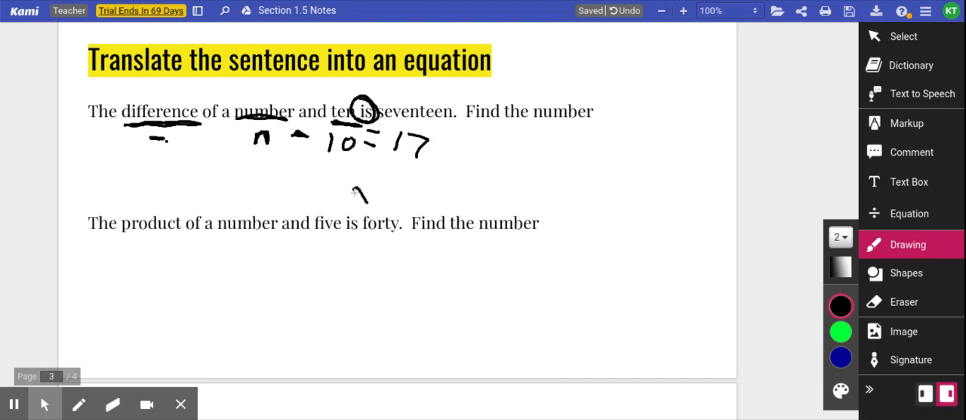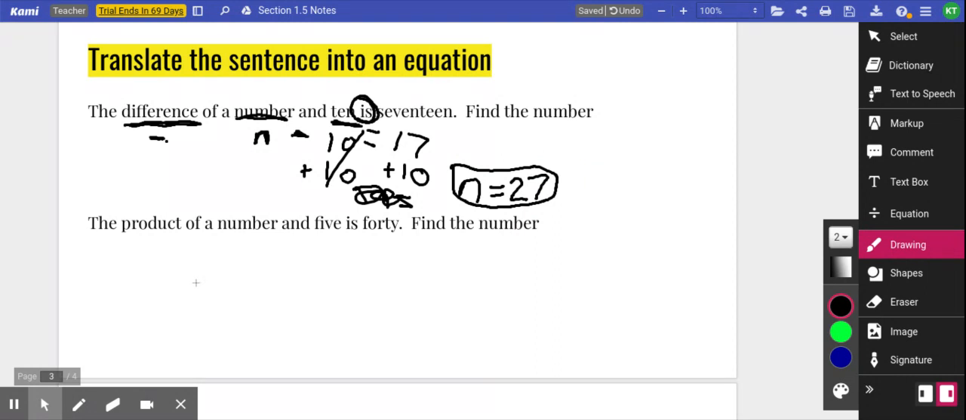So I have to figure out what number I can subtract 10 from and get 17, right? I should know that n should equal 27 because 27 minus 10 is 17. If we use our inverse, right, what's the inverse of subtraction? Would be addition. And I can see that n would equal 17 plus 10, which is 27.